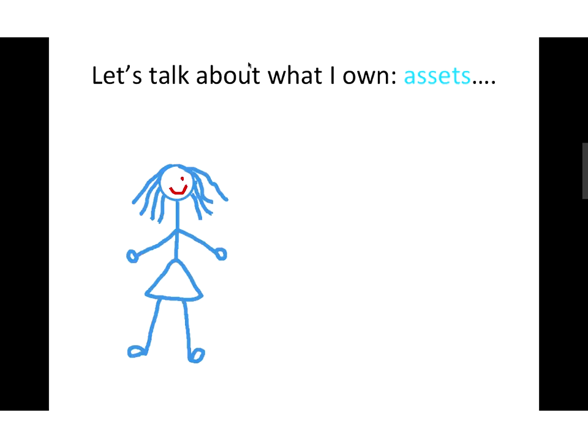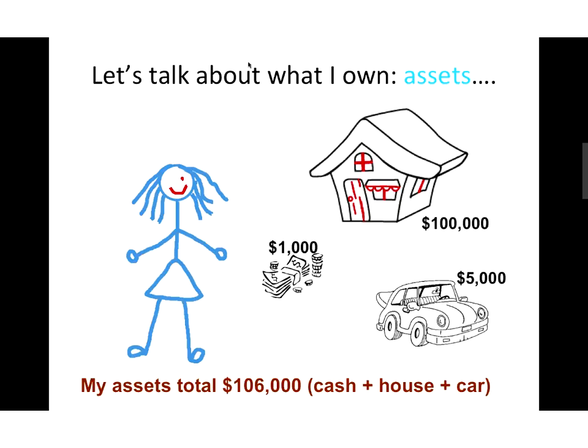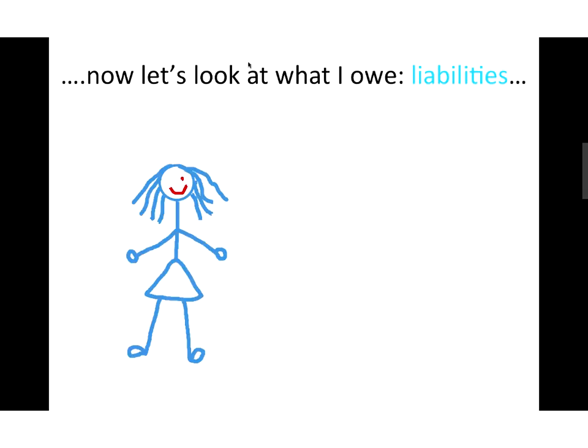And when I add all of those up, my assets total $106,000. Okay, so not too bad so far. Assets are things that I own. Okay, so my assets total $106,000. I'm using the historical cost on these things. So I have assets totaling $106,000.